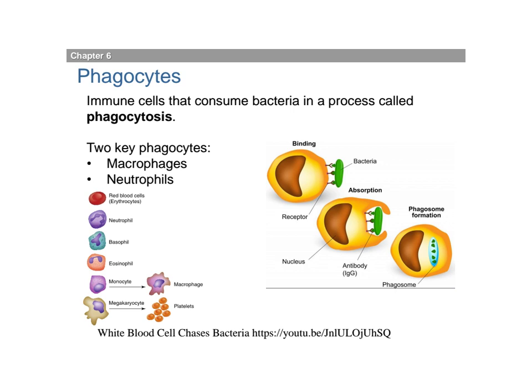Immune cells are able to consume bacteria in a process called phagocytosis. There are two key types of phagocytes: macrophages and neutrophils. Recall that a macrophage develops from a monocyte, and then we have neutrophils also up here. So the process looks something like this.